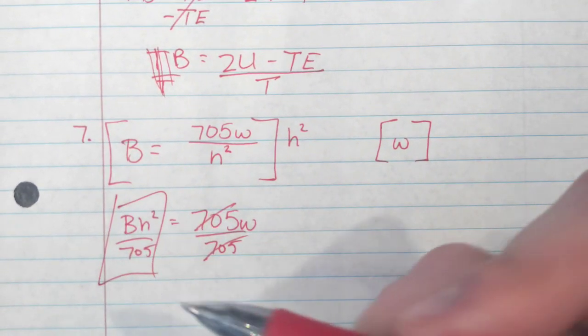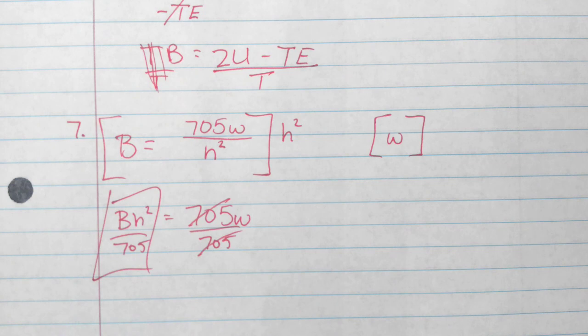bh squared over 705. Let me know if you need any help with any of those. Again, work on these problems tonight. You'll check your answers tomorrow. And if there's anything you're missing a lot of, just let me know and I'll help you out.